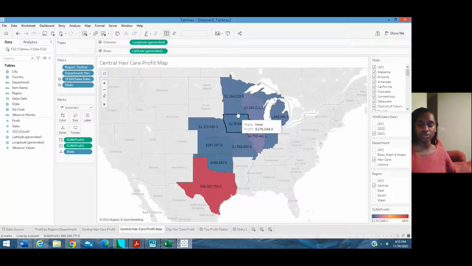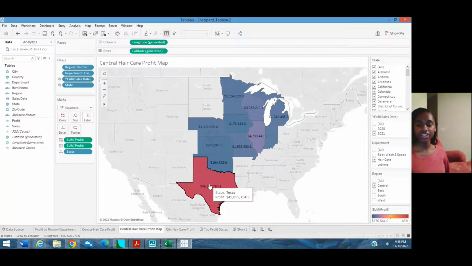states that are within this region with high profits. So we notice here that these are the profit numbers on the states, the labels. And here down at the bottom, we see the sum profit, the lowest being $176,544, and the highest profit being 45 million.